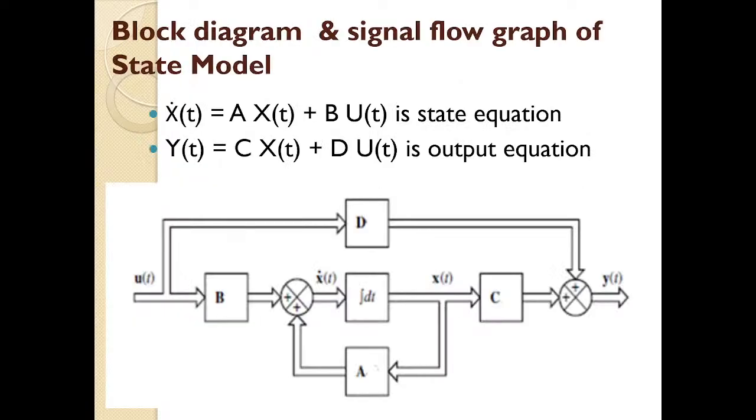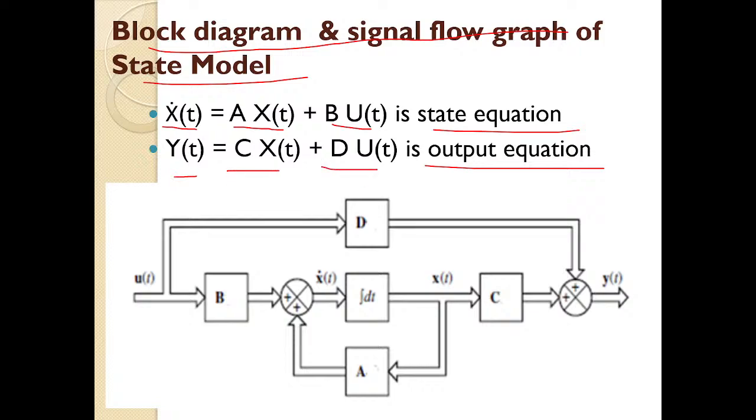So let us see the block diagram and signal flow graph for the state model. What is the state model? The state model consists of a state equation and an output equation. The state equation is the first order differential equation of your state variable, that is x dot of t equal to A x of t plus B u of t. And the output equation is y of t equal to C x of t plus D u of t.